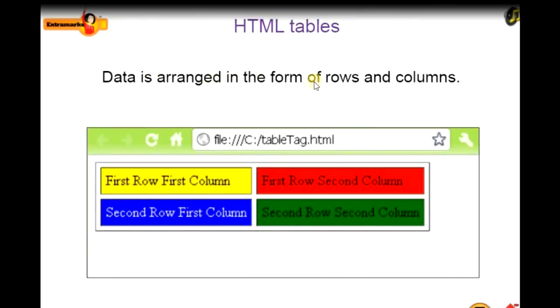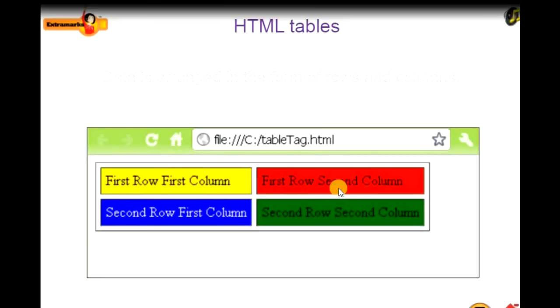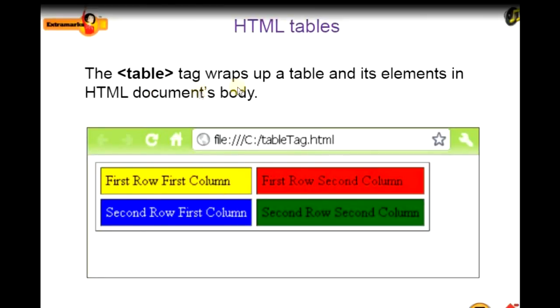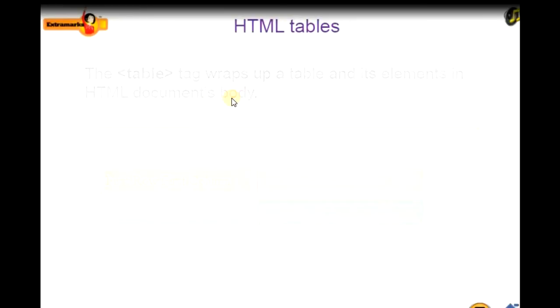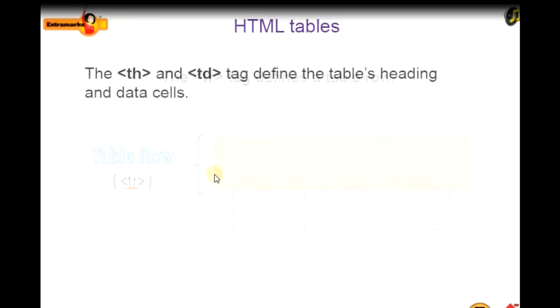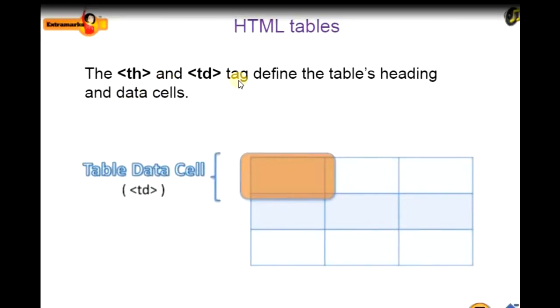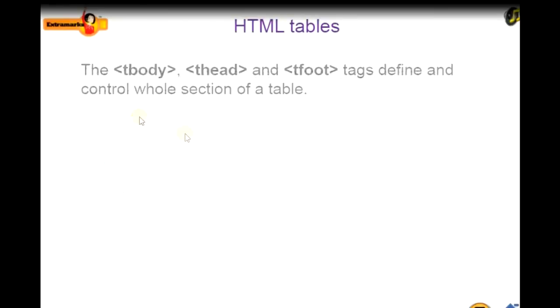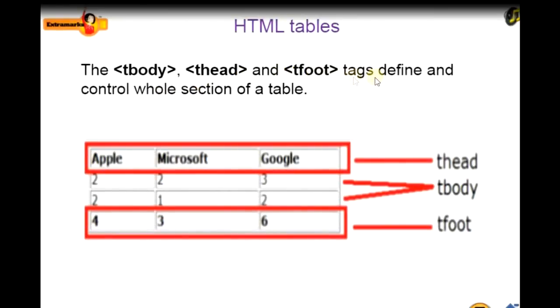In an HTML table, data is arranged in the form of rows and columns. So how many rows? Two rows, and in each row we have two columns. The table tag wraps the text and its elements in the HTML body. Now TR is used to define the table row. TD and TH define the table data cell and table heading. T head, T body, T foot control the whole sections of a table.